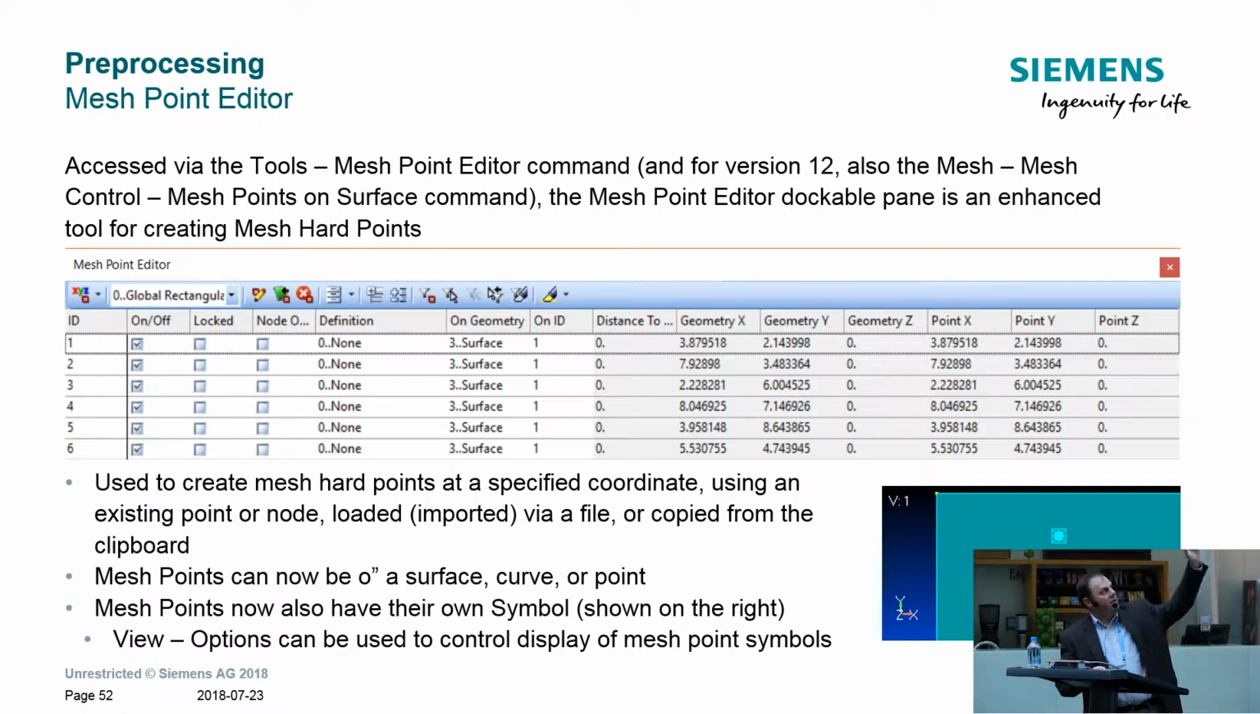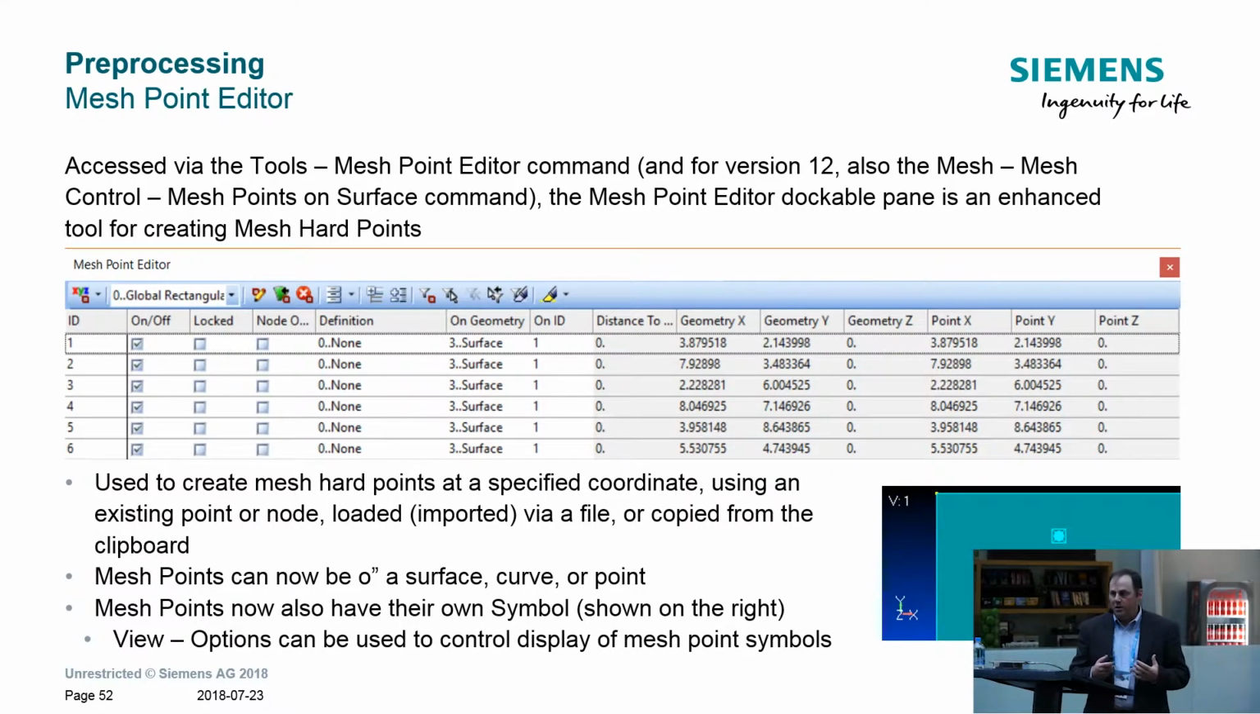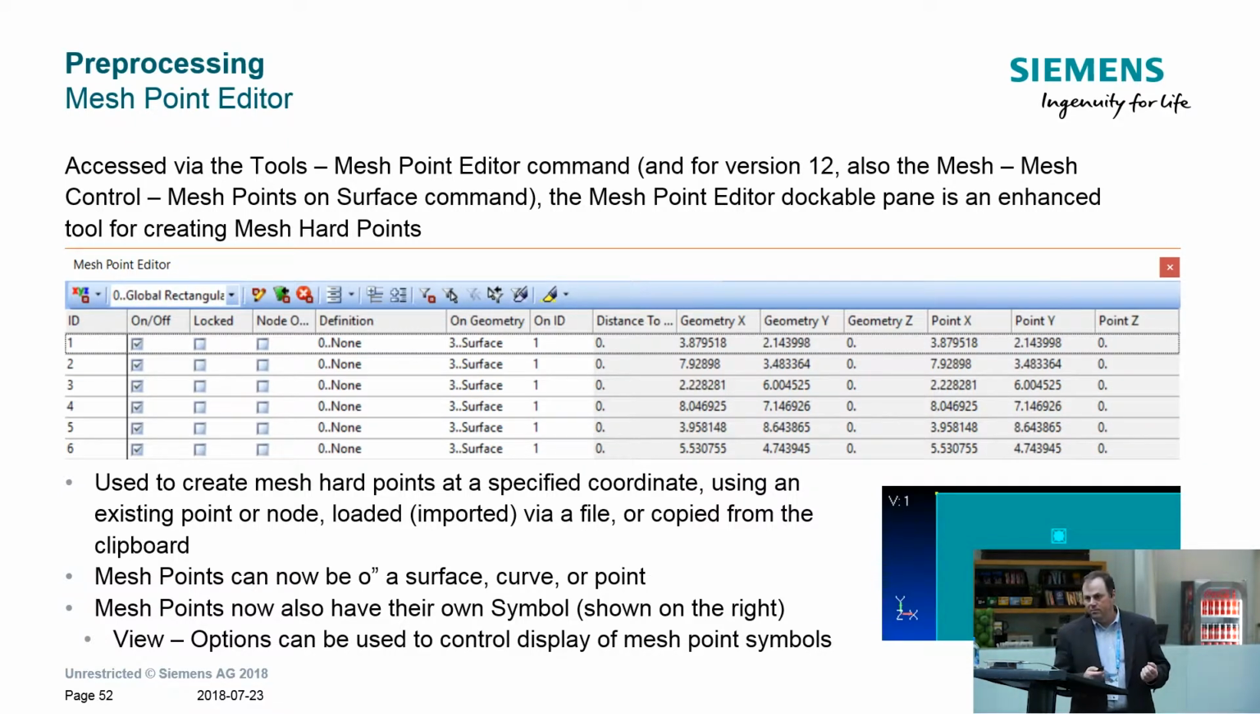You can highlight a row, and it'll show it to you on the screen, for instance, which mesh point you're talking about. You can also now read in mesh points from a file. So if you just have a file full of locations, you can read them in, and it will populate this table. And then you can automatically have it create mesh points for you from those locations.